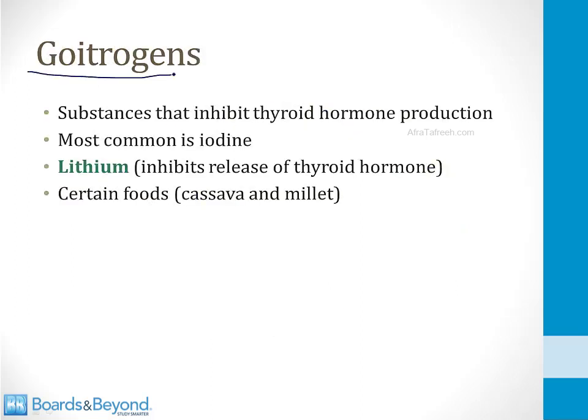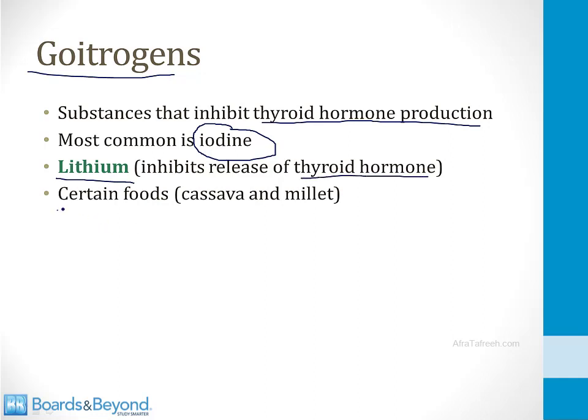A goitrogen is a substance that inhibits thyroid hormone production. The most common is iodine via the Wolff-Chaikoff effect. However, there are others. One of them that is high yield for you to know for Step 1 is lithium. Lithium is a drug used in psychiatry. It inhibits the release of thyroid hormone and can lead to hypothyroidism.